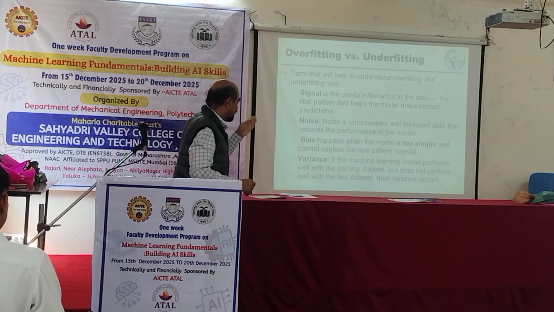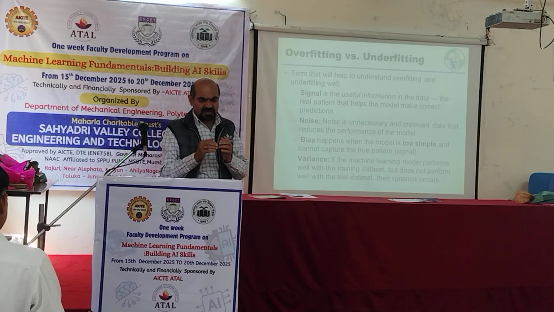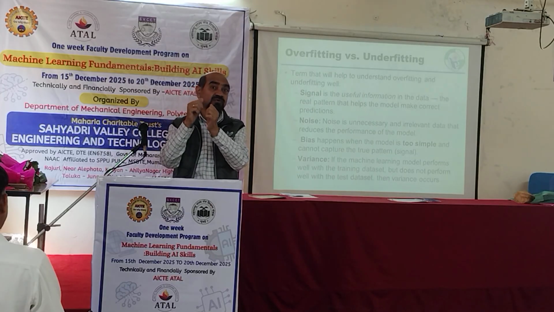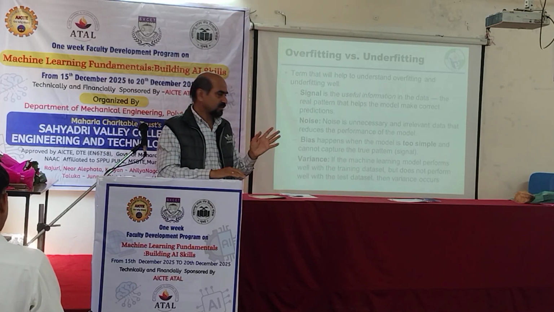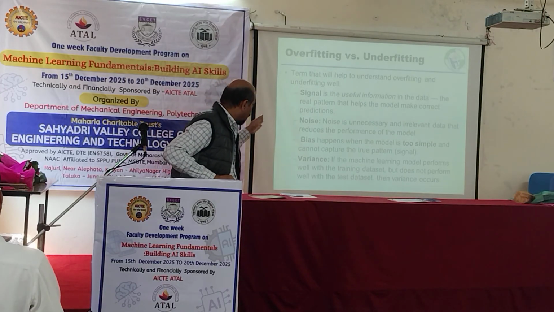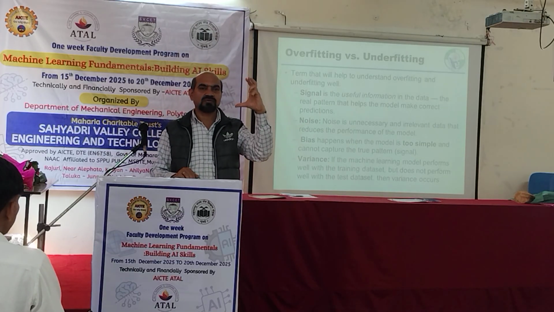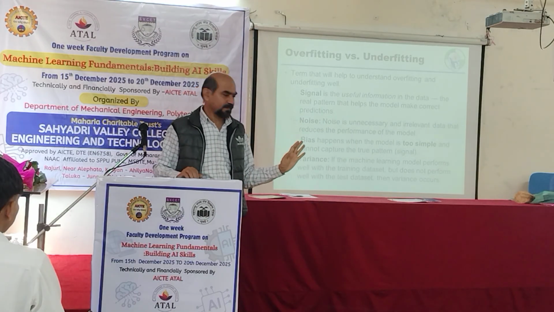Bias happens when the model is too simple. मेरा मॉडल बहुत सिंपल है and giving a very good prediction, very good accuracy. Okay. And cannot capture the true pattern. अगर मेरा bias high है तो वो नहीं कर पा रहा.